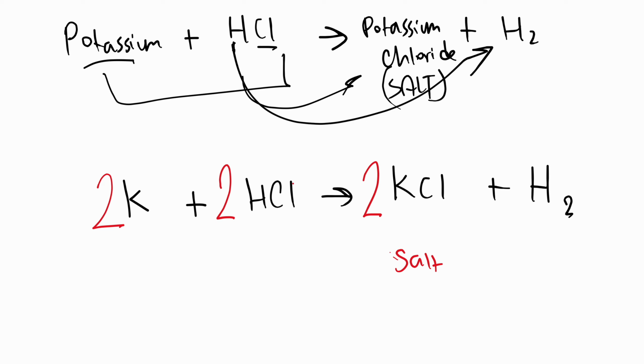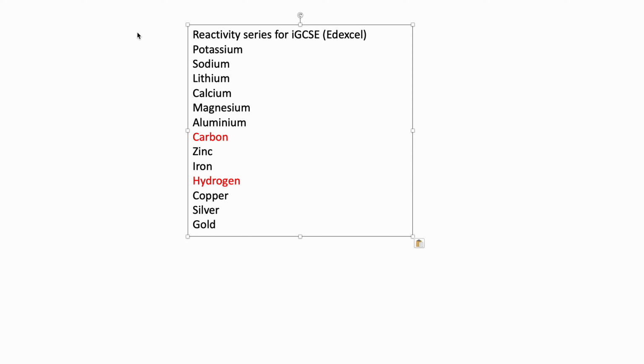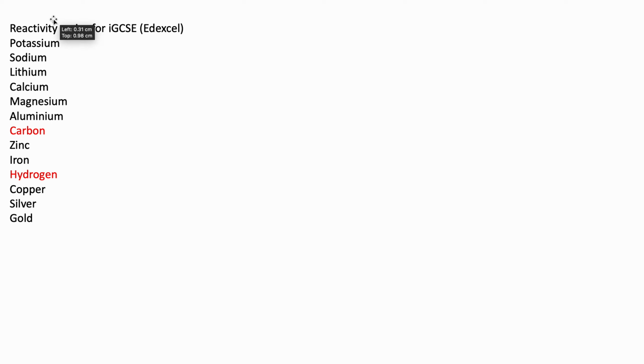And then you can see the reactivity process. If you remember the reactivity series, potassium is at the top of it. It's the most reactive. Therefore, when it reacts, it's going to react explosively. Let me just copy down the reactivity series again. Sorry, bear with me. Potassium is at the top of the reactivity series, so it means it's going to be the most reactive out of all these metals, right?